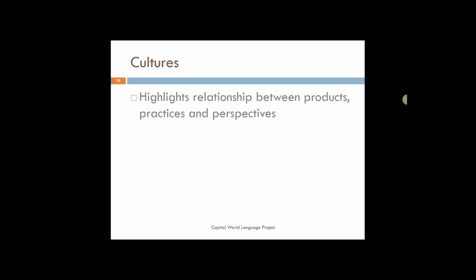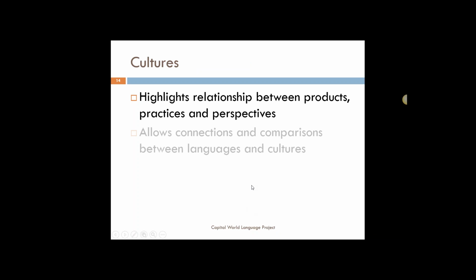The next area is cultures. And here you're going to see, and those of you who are familiar with ACTFL's 5Cs and World Readiness Standards, you know that one of our predominant terminology pieces with cultures is the idea of product, practice, and perspective. Okay, so this is where those three categories come into play. You're able to connect and compare your own culture with the target culture.